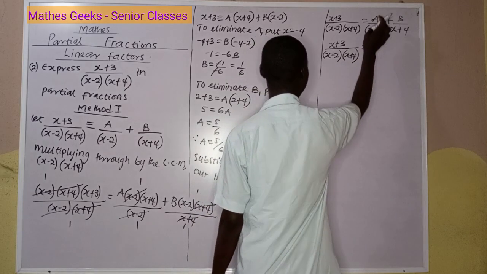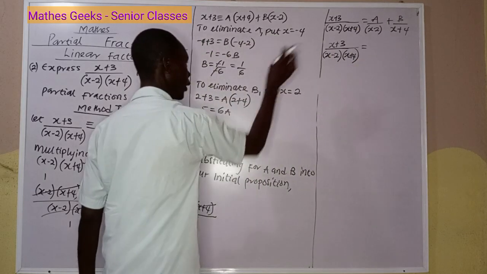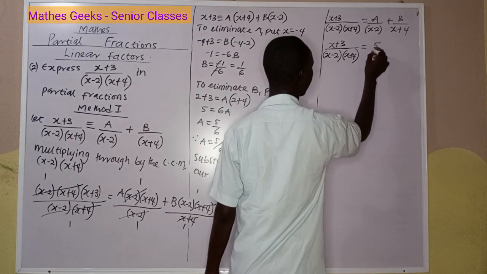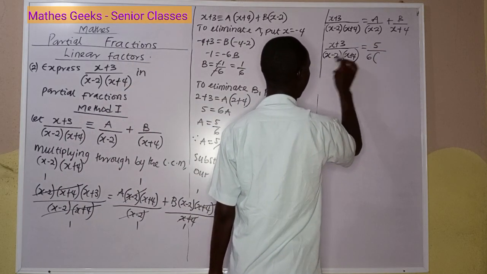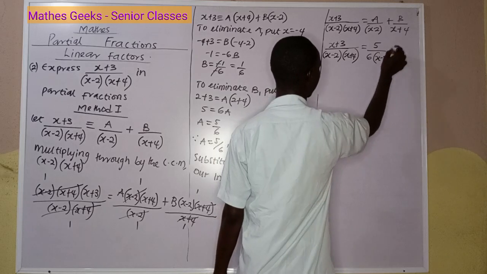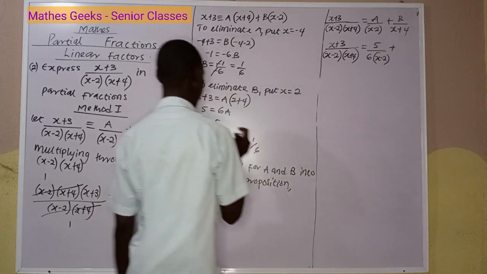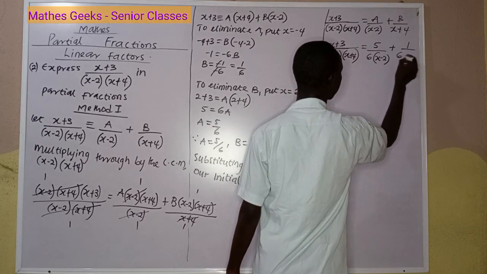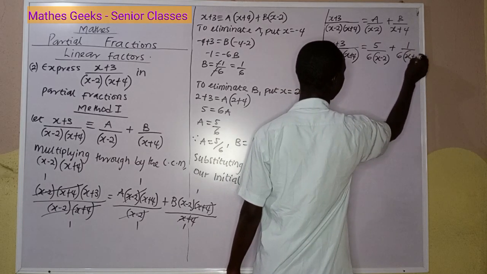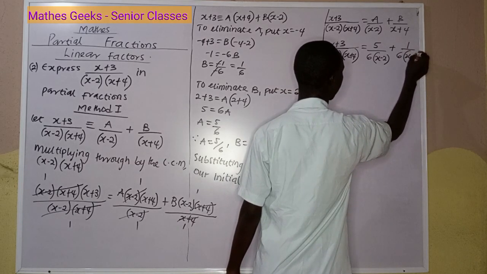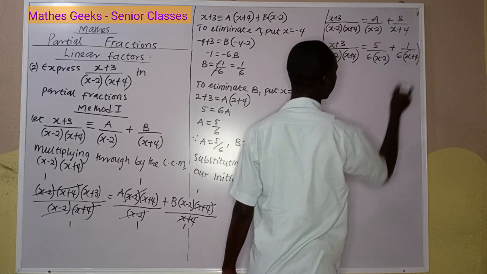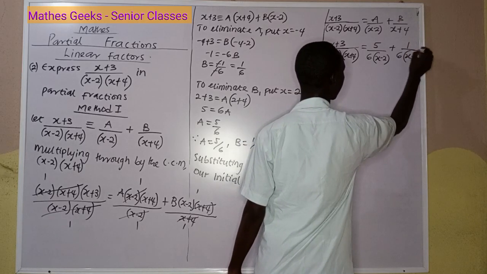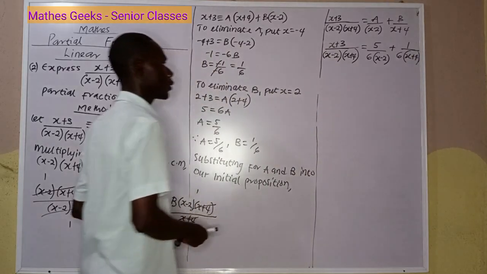Okay, this is equals to, so A here is 5 over 6. So this will give us 5 over 6 times x minus 2, plus our B is 1 over 6. This will give us 1 over 6 times x plus 4. So that's it. Okay, so that's the answer.